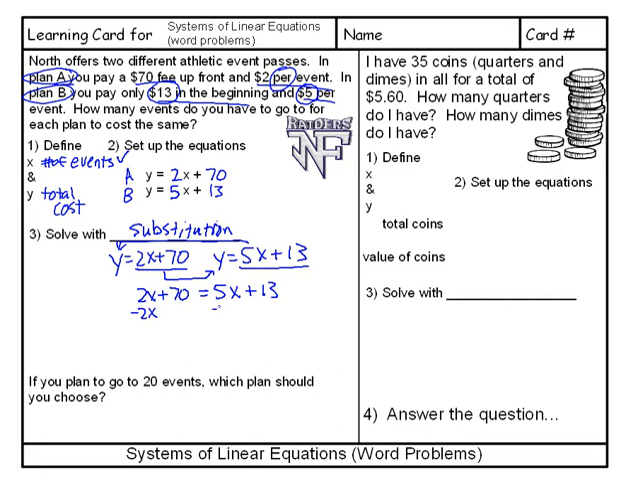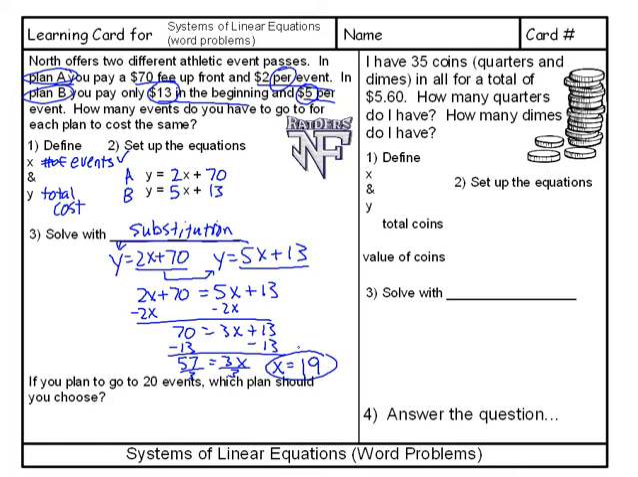I'm going to subtract 2x from both sides. I get 70 equals 3x plus 13. I subtract 13 from both sides and get 3x equals 57. Then I divide by 3, and I get x equals, I believe it's not 21. It is 19. I don't know where I got 21 from. Anyway, x is 19.